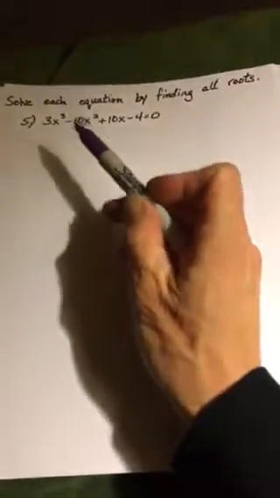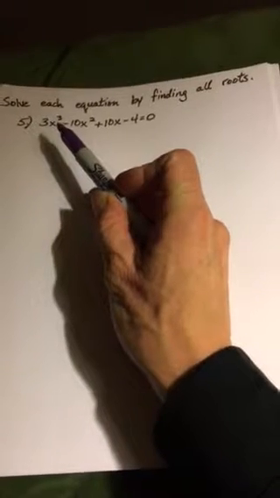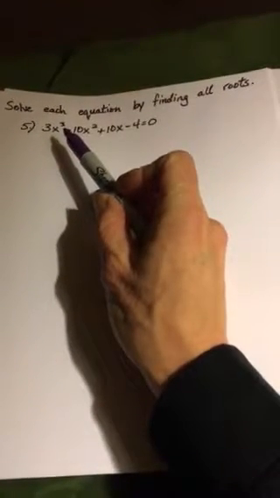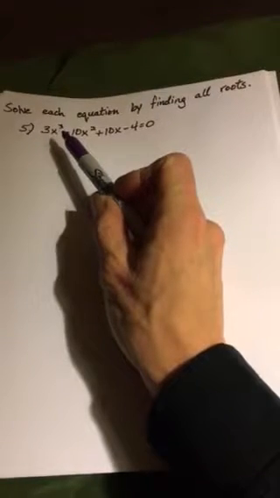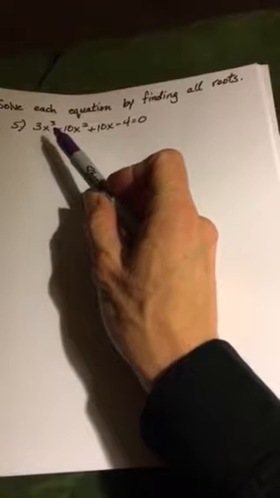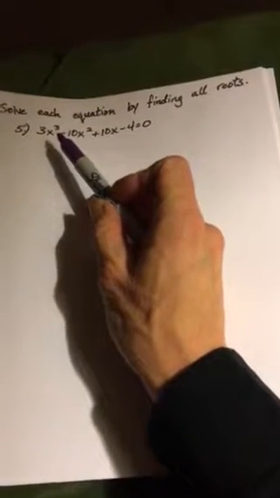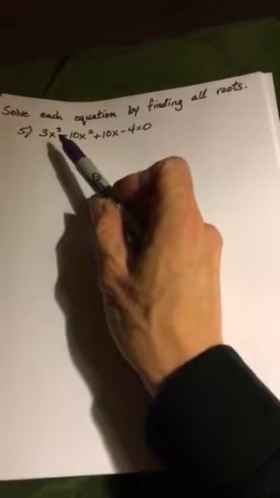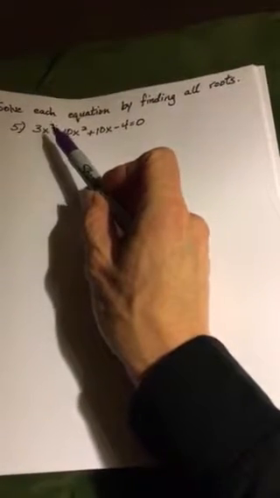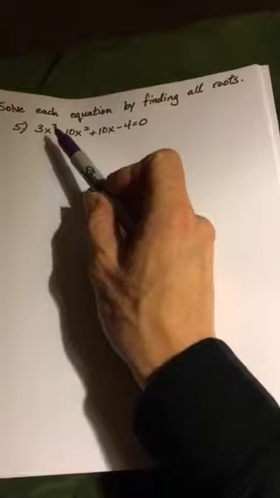Okay, so what we're going to do, we know that since the highest exponent here is 3, it'll have 3 roots or 3 solutions or 3 zeros, all right? So we're looking for 3 different roots or 3 different solutions because that's the highest degree, all right?